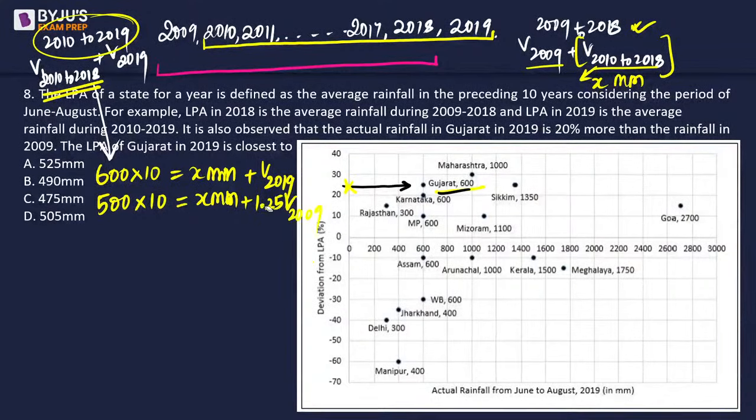Sorry, V2009 is 2019 ka divided by 1.25. Because 2009 का value is given as 20%, इसका 20% more is 2019 का value. So can we say V2009 is V2019 by 1.2 actually? So from these two equations, we need to figure out the value of V2019. यही पूछ रहे हैं हमें.